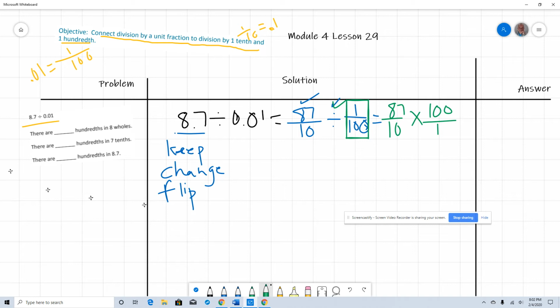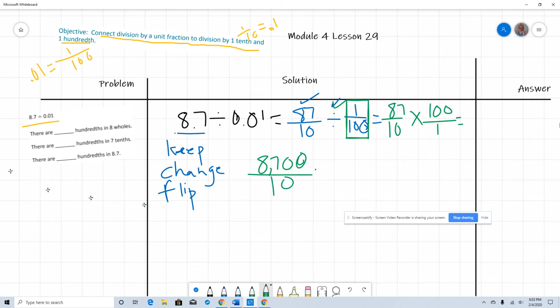And so we're going to continue down here. So that's going to be 87 times 100 will be 8,700 over 10 times 1 equals 10.